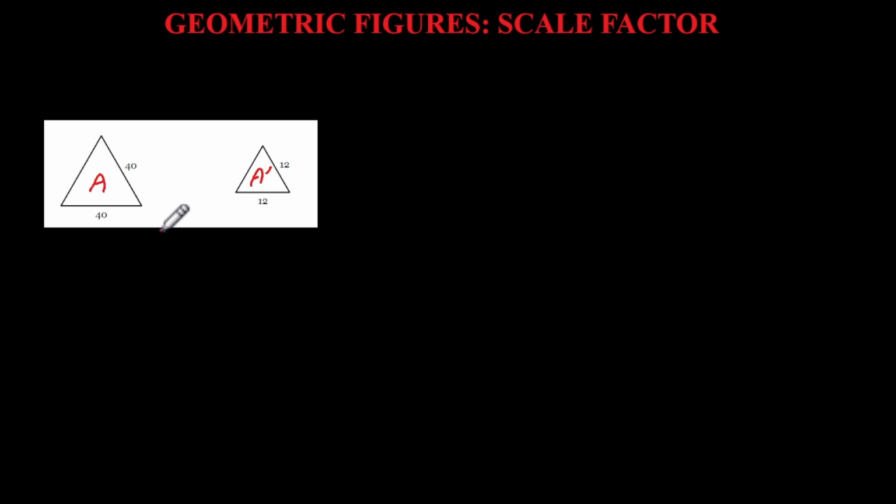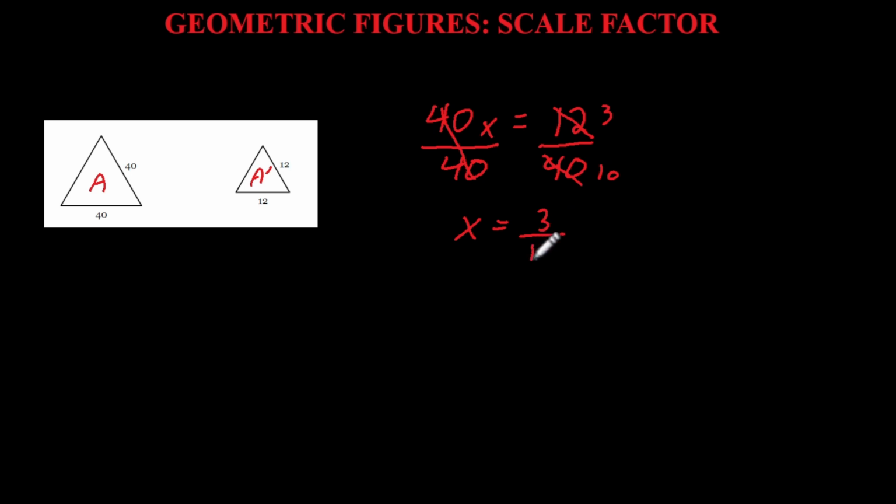Now, this one's a higher level of difficulty because there isn't a whole number that I'd be able to multiply 40 by to get 12. So we'll just go ahead and set up an equation. The original side times some number I don't know equals 12. This is a one-step equation, so I divide both sides by 40. Then I'm going to reduce the fraction 12 over 40. So 4 goes into 12 3 times, and 4 goes into 40 10 times. So my scale factor is 3/10.